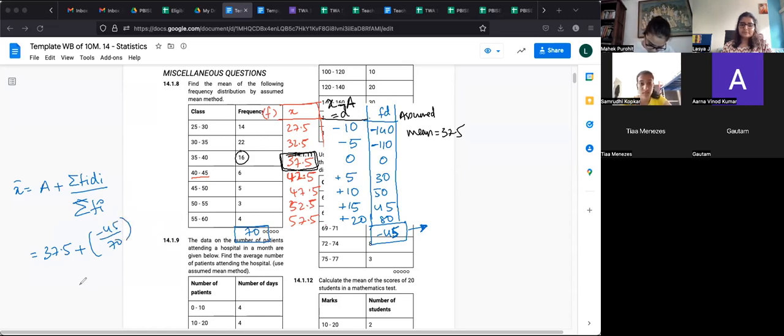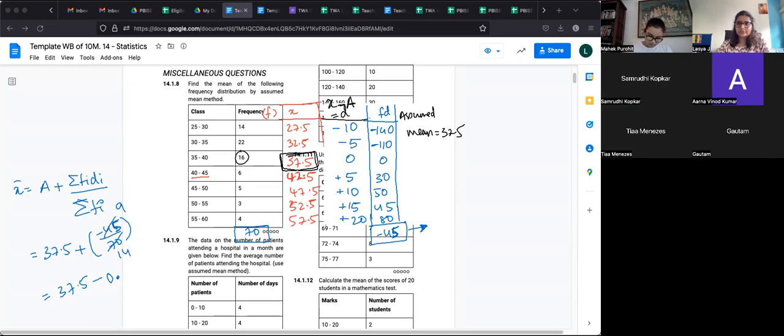Ma'am, we can simplify it, right? Divided by 5. Oh yeah. I'm just substituting it here. Now we have to calculate this. 37.5 minus 45 by 70, how much will it be? 9, 5 nines are 45. 1.5. How did 1 point come? It should be 0 point something. Minus 0 point something. 64. What should the value be? Ma'am, it's 0.64. Yes, 0.64 something. Okay.